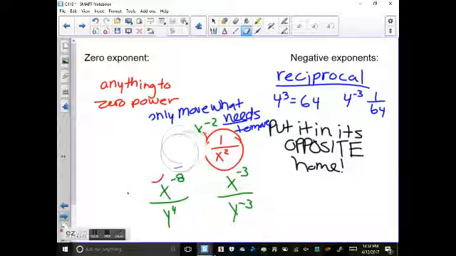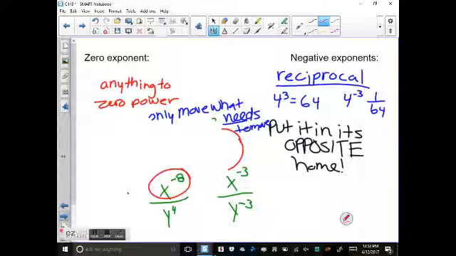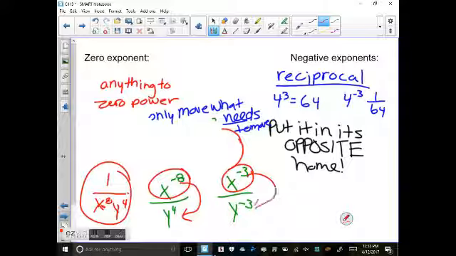This guy needs to move, and its opposite home would be down here. So if I'm going to have them both down there, I don't move y to the 4th. Y to the 4th is fine. It's good where it's at. This guy is going down here. So what's left is a 1. Now this one's kind of interesting because this is negative, so it's going to go to its opposite home. But this is negative, and it's going to go to its opposite home. So this problem is nice because it just flip-flops over.